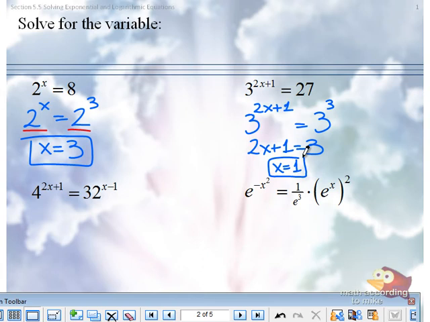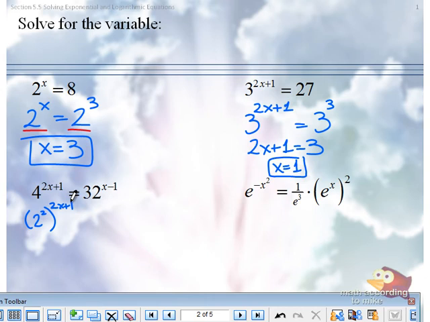So key understanding here, it's not about products, it's about powers. So 32 is a multiple of 4. We don't want multiples, we want powers. Is 32 a nice pretty power of 4? No. So we have to rewrite both sides as a common base. What would that common base be? 2. So this would be 2 squared raised to 2x plus 1.